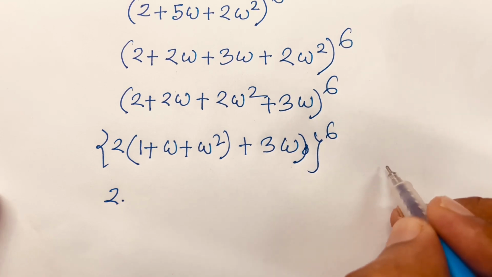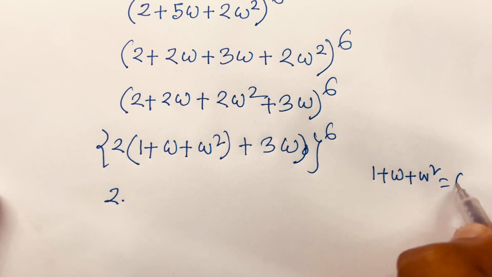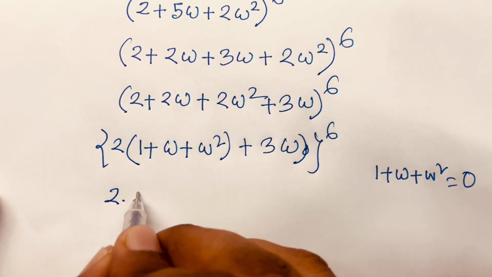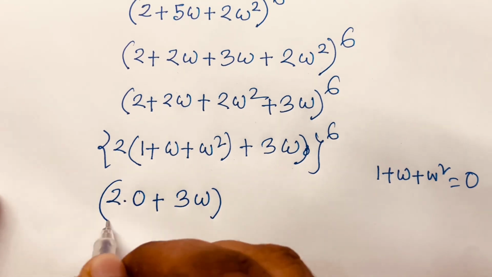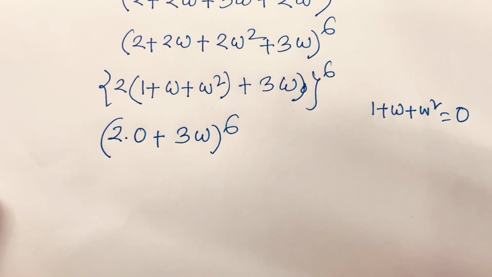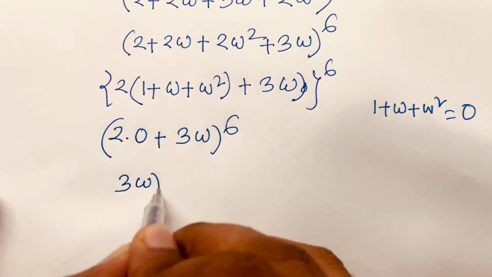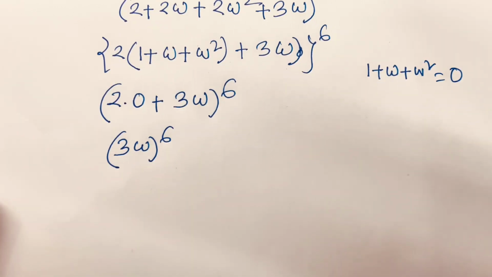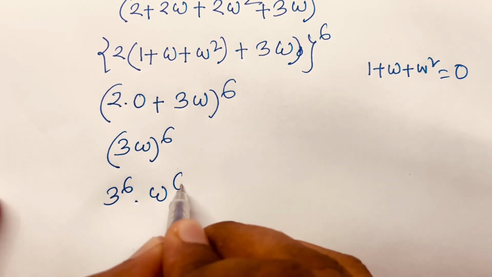According to omega rules, we know that 1 + ω + ω² is equal to 0. So I can say here 2 times 0 plus 3ω, bracket power is 6. Then 2 times 0 will be 0, and here is (3ω)^6. Then I can say here 3^6 times ω^6.